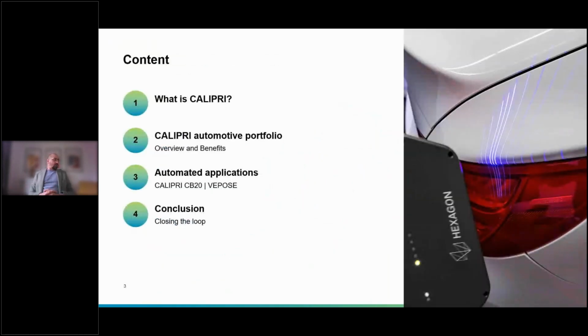So again, what are we going to speak about today? First of all, I would like to give you a quick introduction into CALIPRI measurement technology. So what is CALIPRI? How does it work? How does it show me what I expected to show? Then I would like to switch over to a very brief overview on our automotive portfolio. And then we finally come to the part which we're waiting for today, the automated applications, the CALIPRI CB20 solutions, the CALIPRI CB20 range with the repost add-on, and finally come to a conclusion.